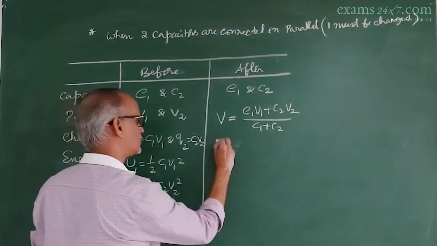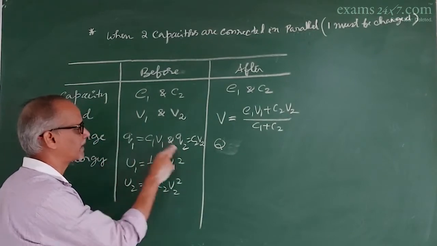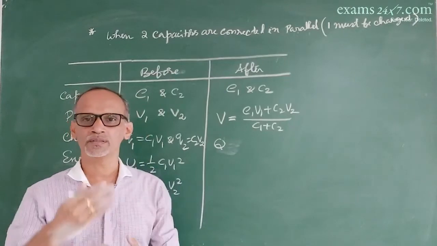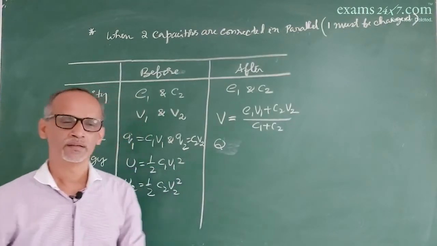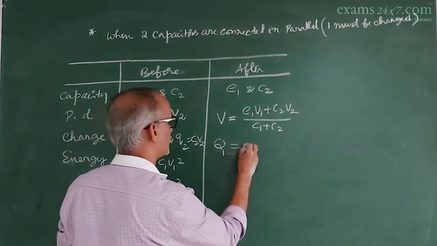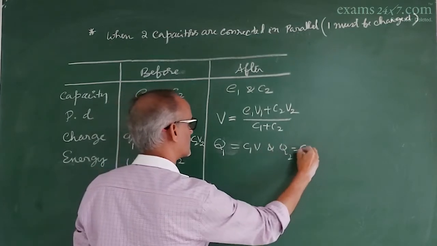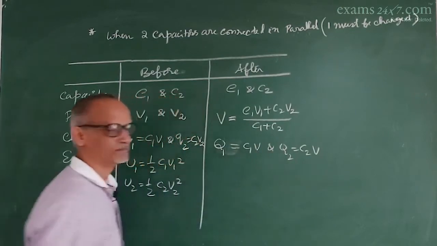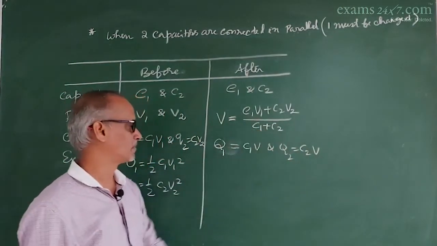So now what is the new charge? The charge will not be Q1 and Q2. It will not remain the same because sharing of the charges takes place. So definitely both the capacitors will attain new charges, which I have taken as capital Q1, which is equal to C1V, and capital Q2 is equal to C2V. You can see their potential is the same. After they are connected in parallel, they will attain the same potential, which is given by this formula.